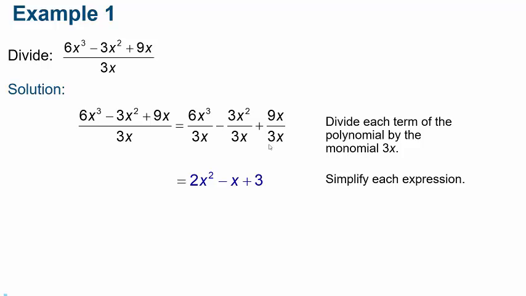Now all you have to do is simplify this. 6 divided by 3 is 2. x cubed divided by a single x, you have an x squared left. The 3's cancel out here. x squared divided by an x, you're just left with an x, so you have minus x. And 9 divided by 3 is just 3, and the x's cancel out. And that's your expression right there.